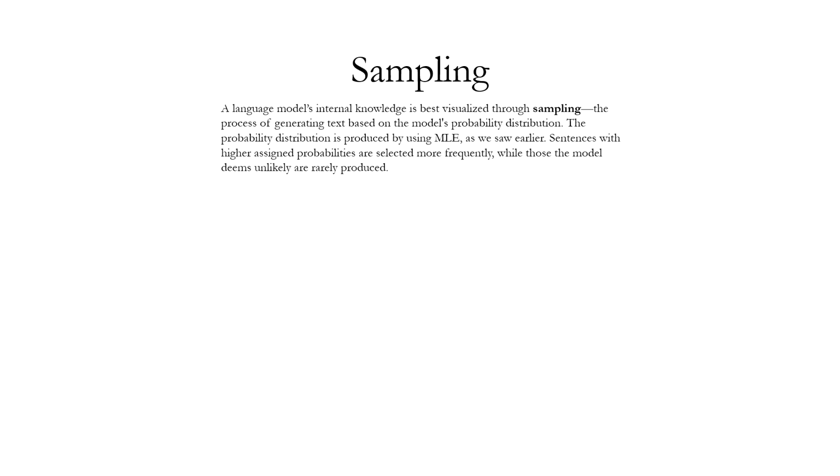Well, let's talk about sampling. This is a pretty prevalent idea used in statistics as well, something foundational, and it's also important in understanding large language models. Language models' internal knowledge is best visualized through sampling, the process of generating text based on the model's probability distribution. The probability distribution is produced by using MLE, as we saw earlier. Sentences with higher assigned probabilities are selected more frequently, while those the model deems unlikely are rarely produced.